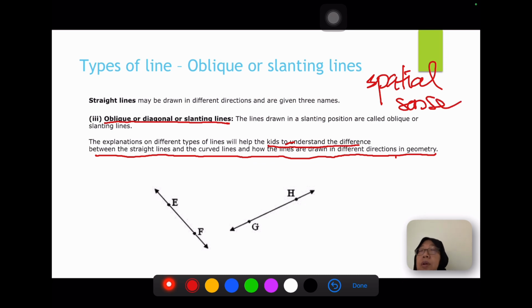Okay, so when we talk about spatial sense, you must know what spatial sense is all about. There are 3 components there. So you have to know what the 3 components are. But the most important thing will be the mental rotation.